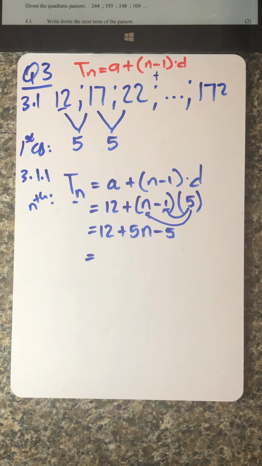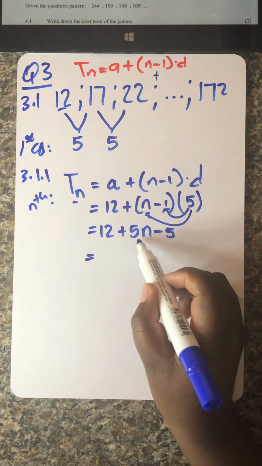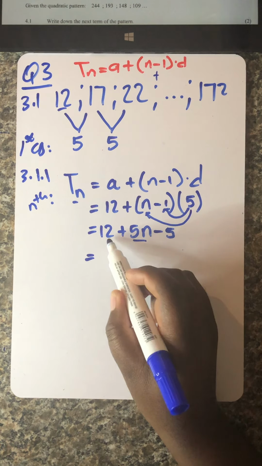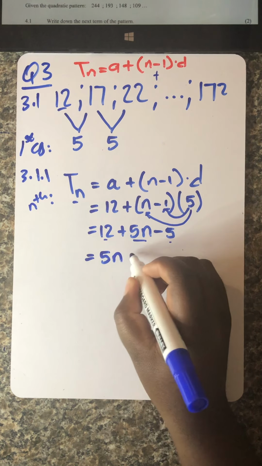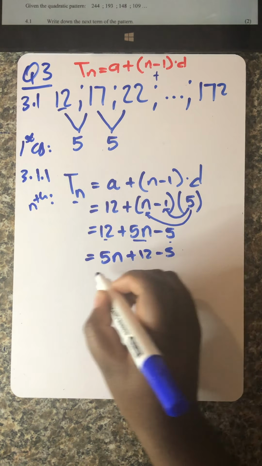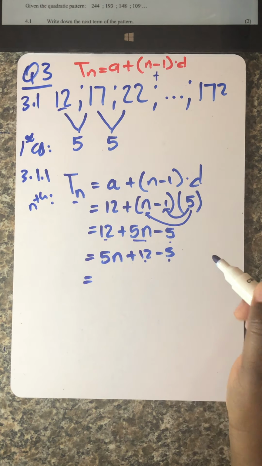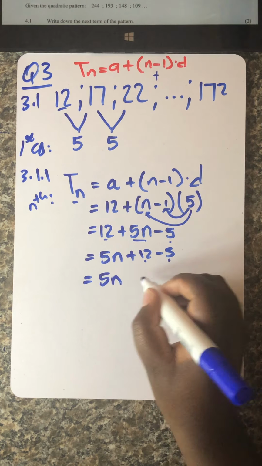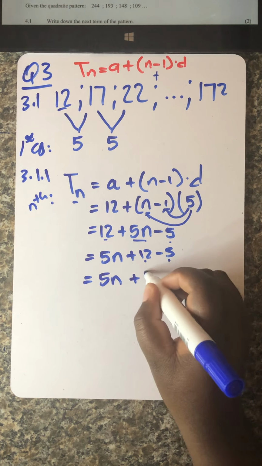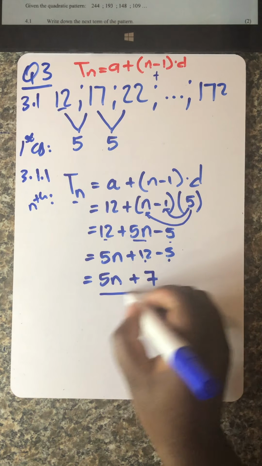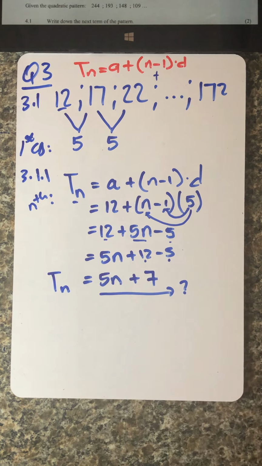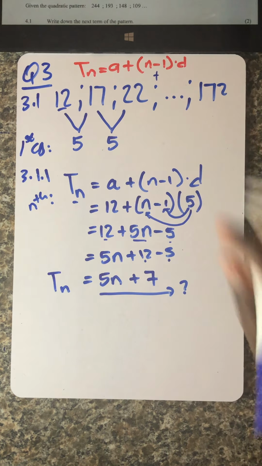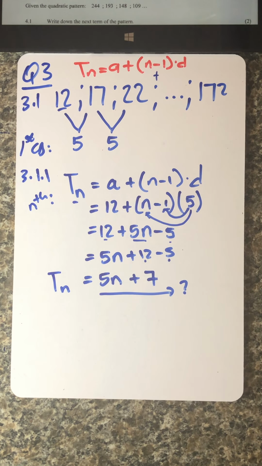So let's see. When we simplify this, we've got 5n, and we also have 12 minus 5. Let's just write 5n plus 12 minus 5. Now 12 minus 5 is equal to 7. So that means we've got 5n plus 7. Okay, what is this, guys? This is your nth term of the given pattern, which is what the question wanted us to calculate. Very, very important, guys.